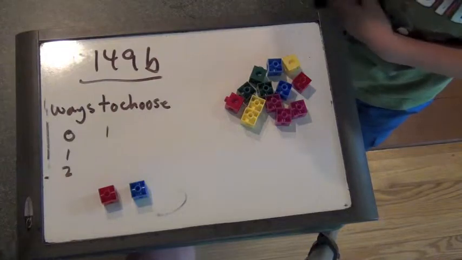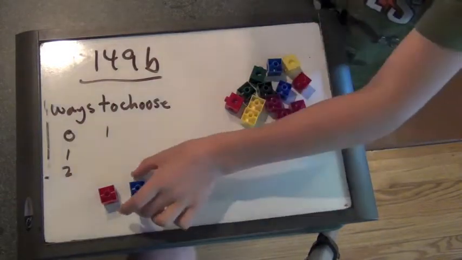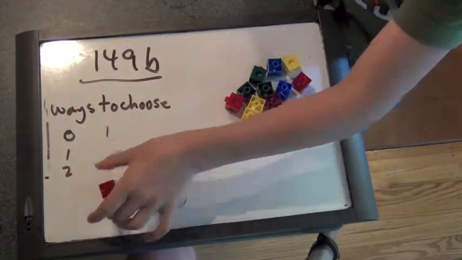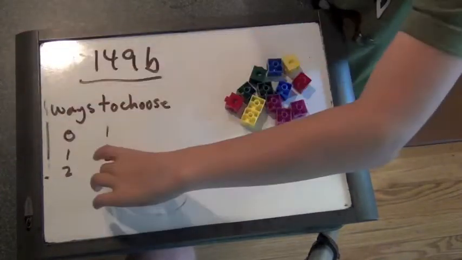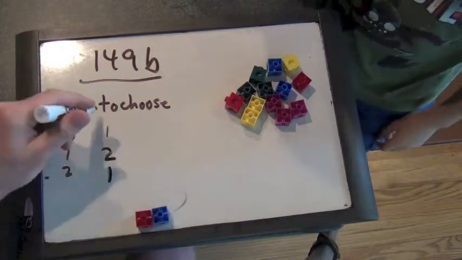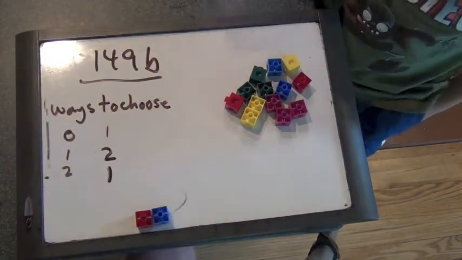Okay, how many ways are there to pick one of these? Well, 2. You can pick this and this, so there's 2 ways. How many ways are there to pick 2 of them? Just one. 1, 2, 1. How interesting.